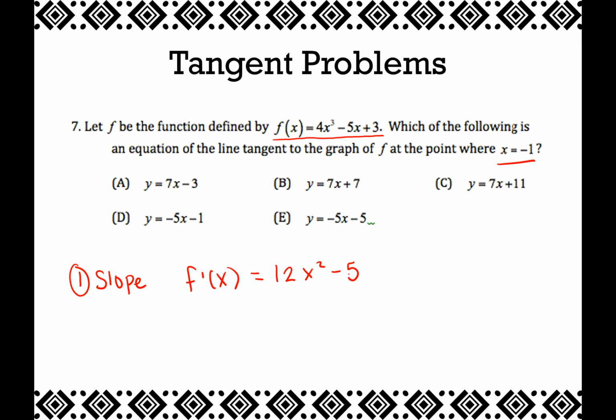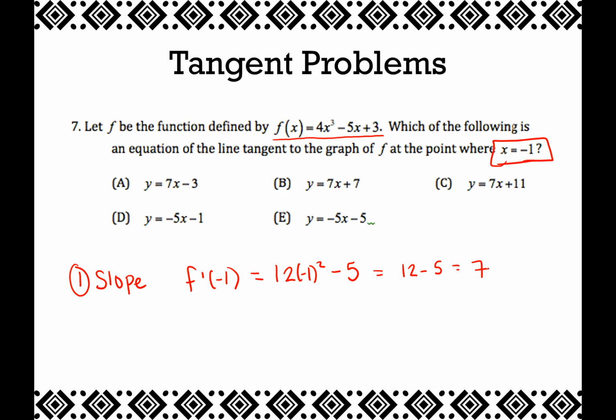Well, I want to evaluate that at -1. I want to know what the slope of the tangent line is at -1. So I get f prime of -1. Well, that means I'm going to plug in -1 here. And that gives me 12 minus 5, which is 7.